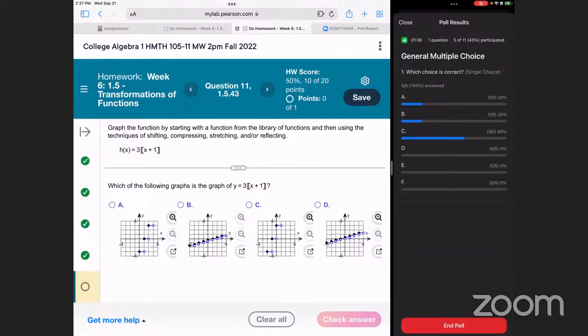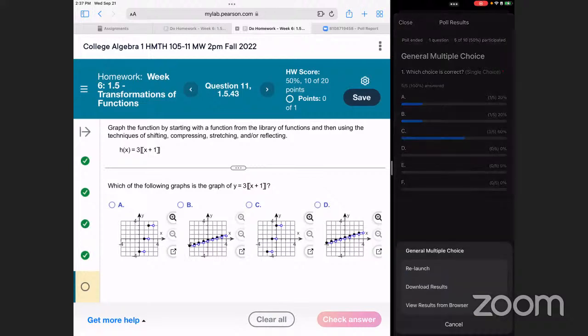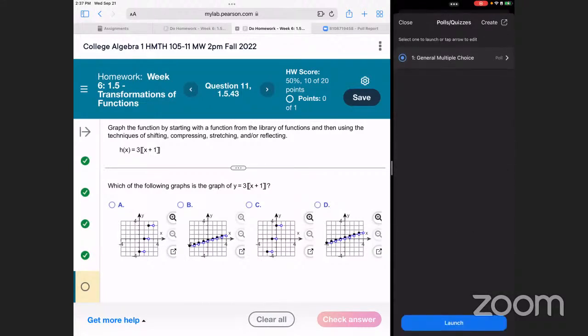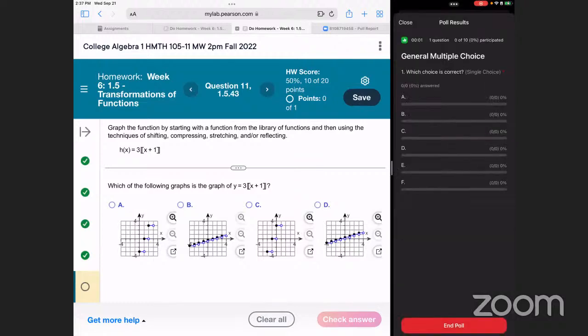All right, let me relaunch this poll. Relaunch. But that's good to know. I can get feedback. I can see who's doing what. That's awesome. I like it. All right, so now this symbol, let's see if I can zoom in.